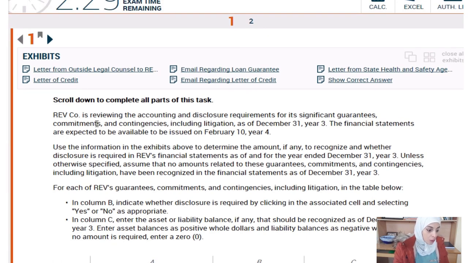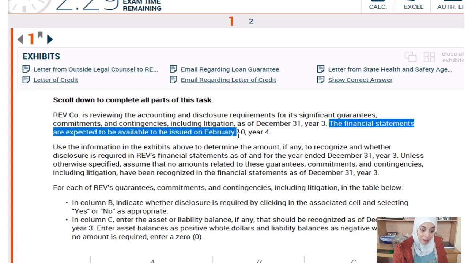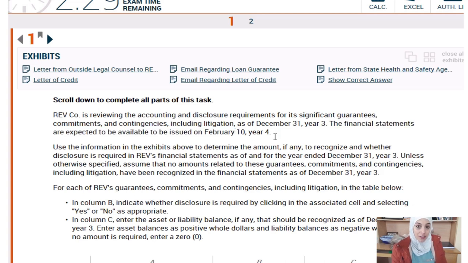REF company is reviewing the accounting and disclosure requirements for its significant guarantees, commitments, and contingencies, including litigation as of December 31, year 3. The financial statements are expected to be available to be issued on February 10, year 4. So the issuance of the financial statements is on February 10, year 4. It's very important to pay attention to dates here, okay?